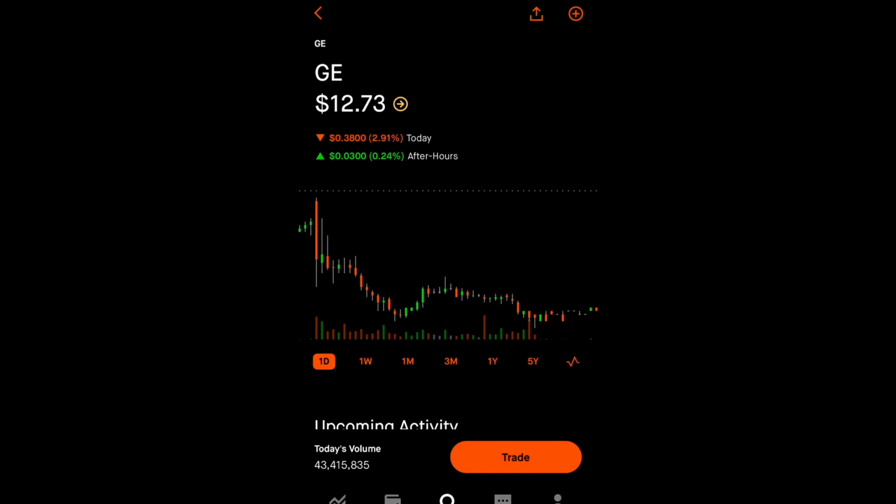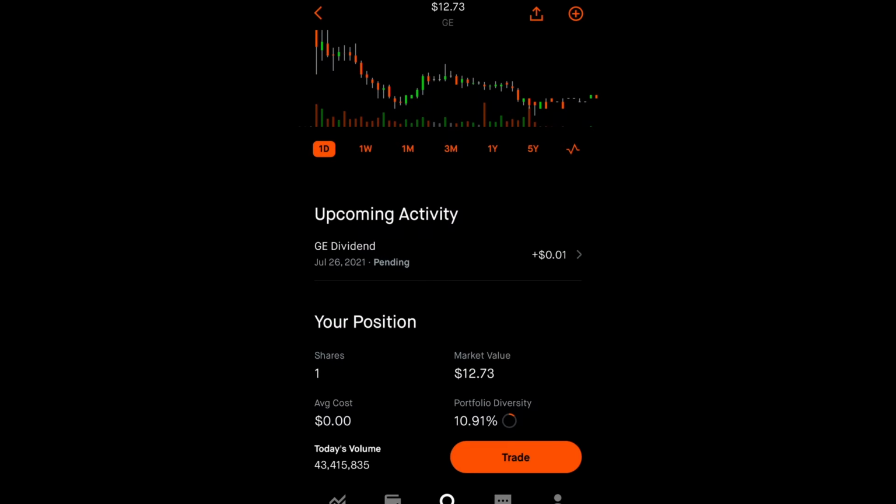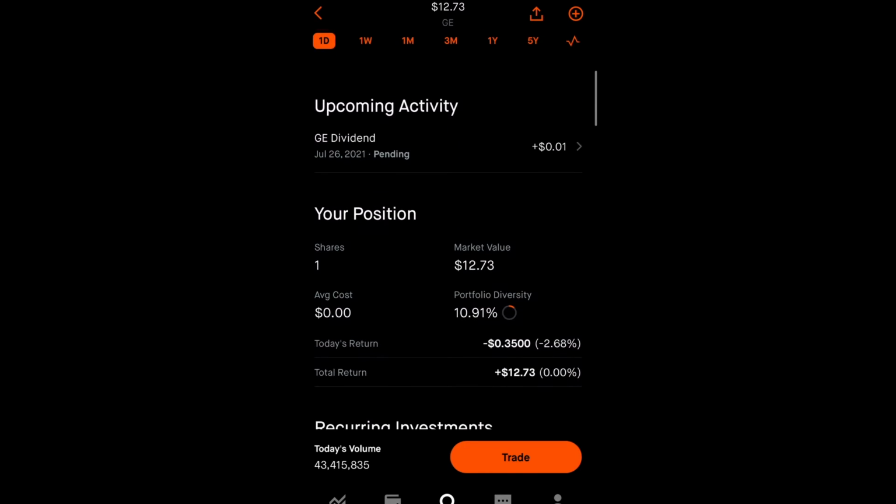Now, if you didn't know, Robinhood gives you a free share of stock when you sign on with them as a brokerage firm. So my free stock happened to be GE. I'm showing you this because I want to let you know I did not pay for this, but I wanted to show you guys what a share looks like with what's already on here.